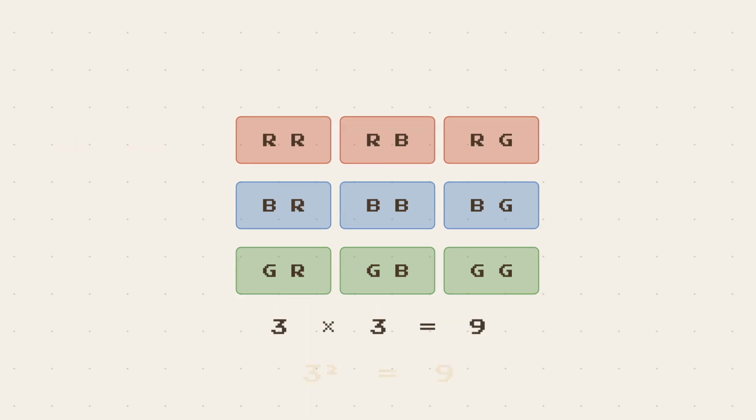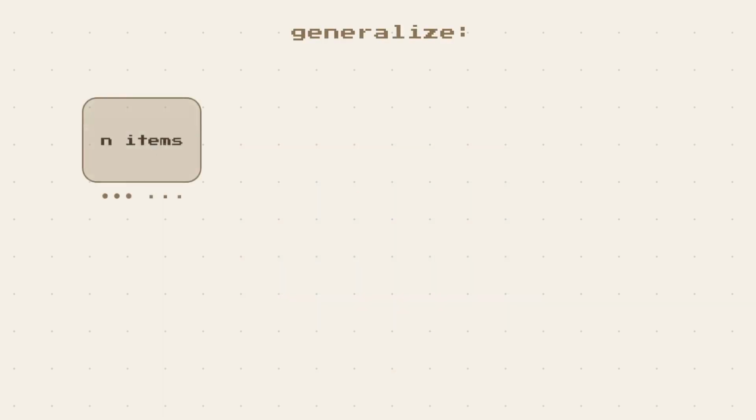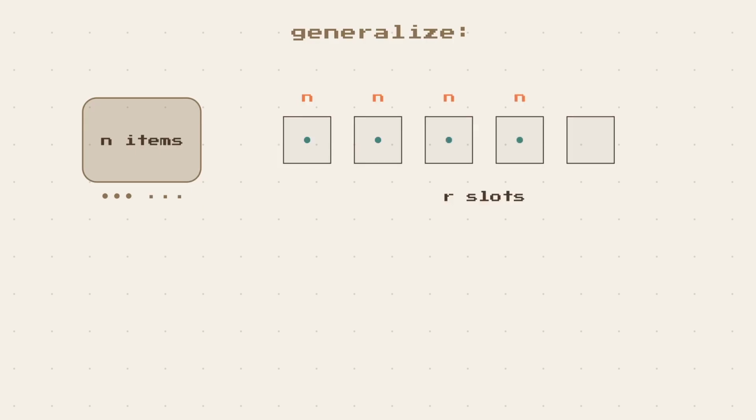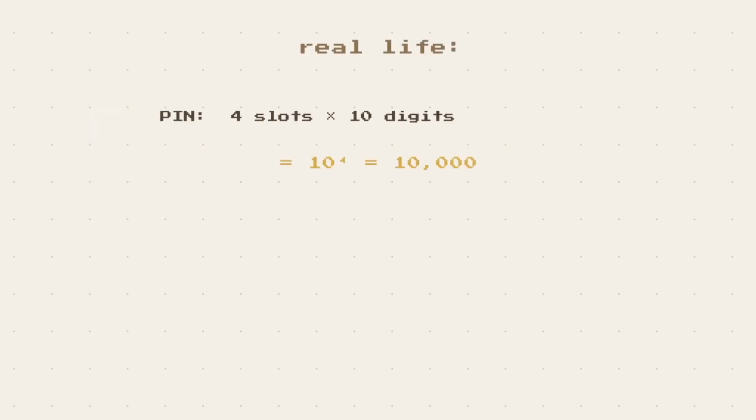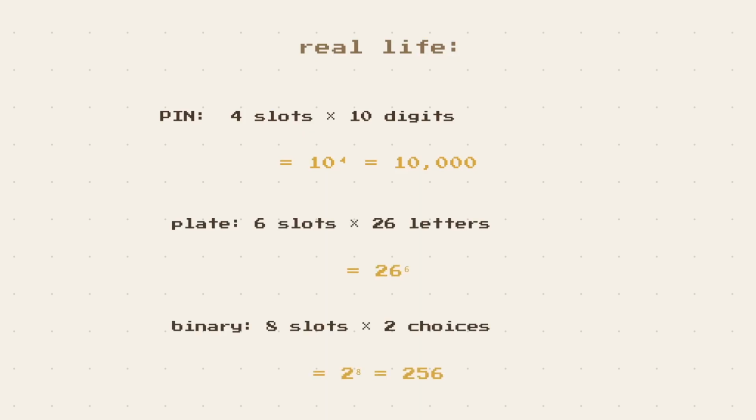So now let's just try to generalize this for n items and r slots. That would give you, for every slot, n choices, right? So the pool always refills. Now multiply n by itself r times and you get n to the r power. So let's take a look at some examples: a pin is 10 to the 4, a license plate is 26 to the 6, and binary is 2 to the 8, and reuse anywhere is n to the r.